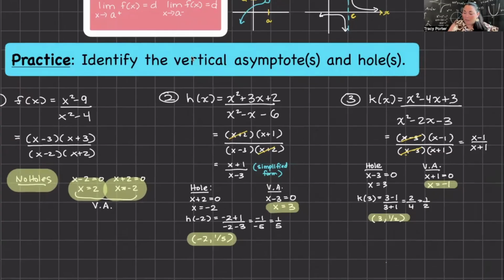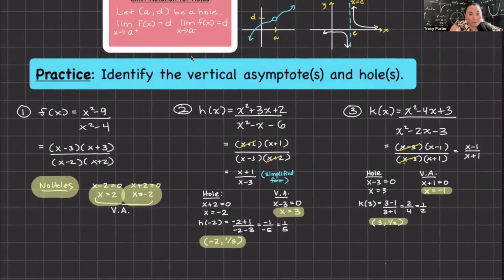And then in other videos, we can go over the other features, including your horizontal asymptotes, your slant asymptotes, x and y intercepts, and how to put the whole graph together. Okay, so keep practicing, and we'll see you in the next video.